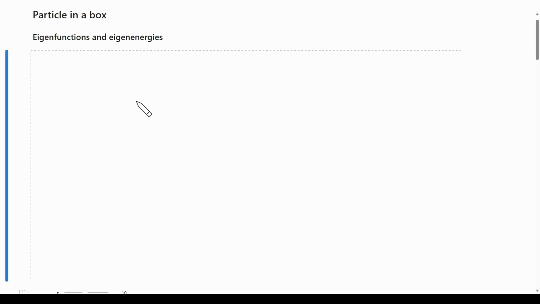Hello, fellow quantum physicists. Today we are tackling the problem of the particle in the box, also known as the infinite square well, which consists in solving the Schrödinger equation for the following potential: V(x) is 0 between 0 and a, and plus infinity elsewhere.